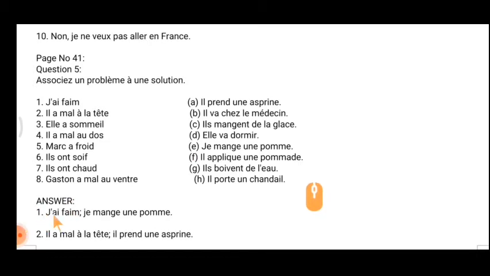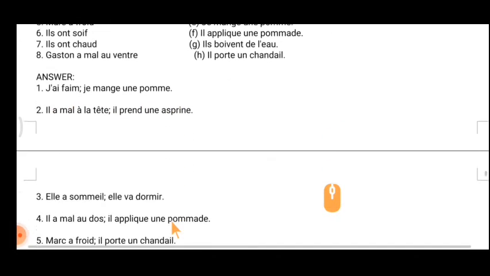For example, first one, j'ai faim, je mange une pomme. So what will you do when you are hungry? You will eat it. So je mange une pomme.